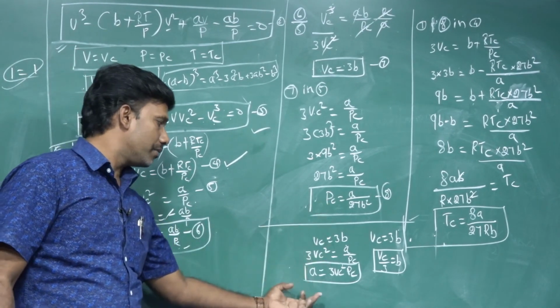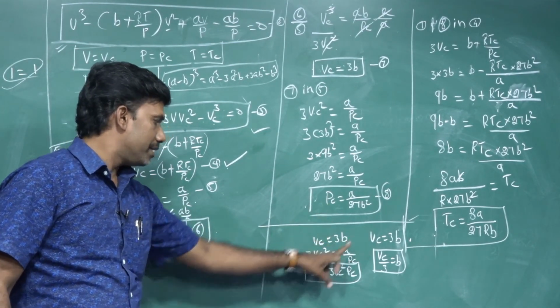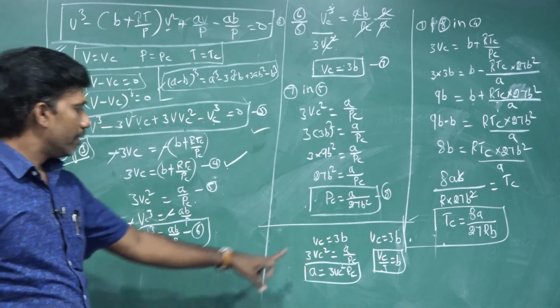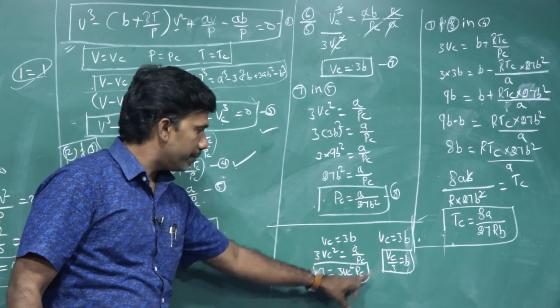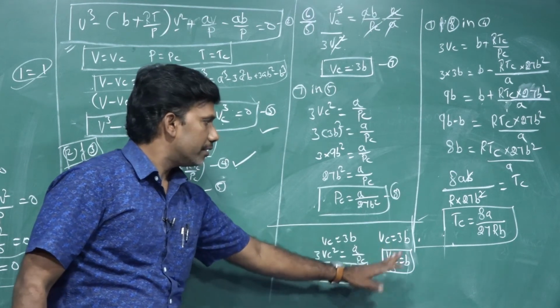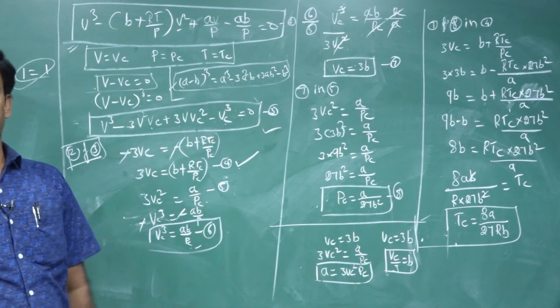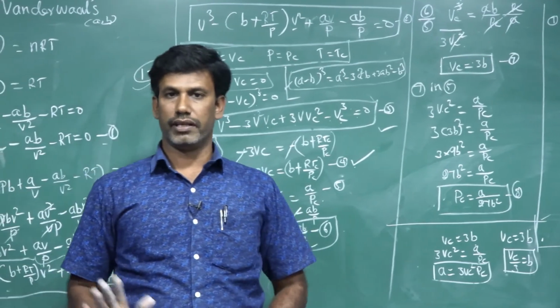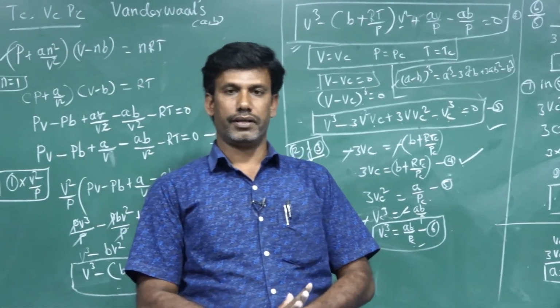The van der Waals constants also we can get from Vc, Pc. If you apply any one of these formulas, you may get a equal to 3Vc squared Pc, whereas b equal to Vc by 3. This is the derivation. I hope you get clarity with the derivation. It is a very, very important derivation that you need to recall.